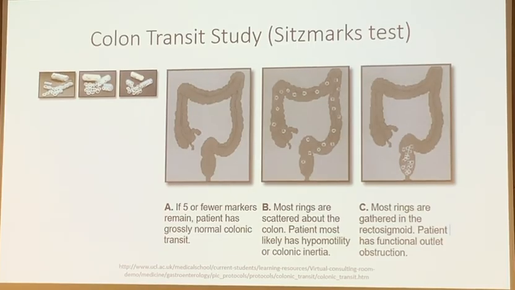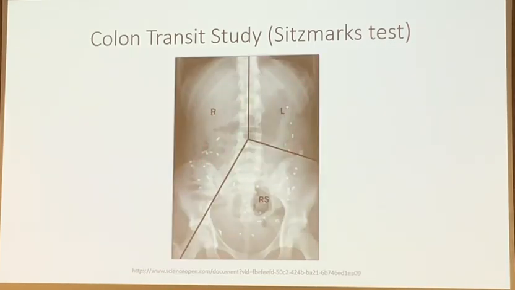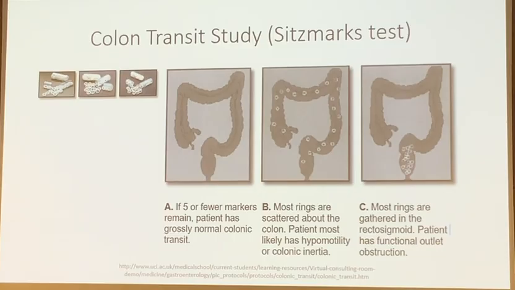Functional outlet obstruction is C. So what do you think in this patient? Is it slow transit? So this is slow transit. In C, something called dyssynergic defecation, the patient will not push enough and can improve with something called physical therapy exercises.